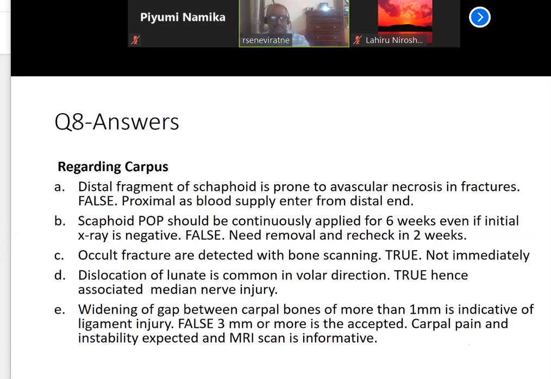Bone scanning will take about 10 days or 2 weeks, until the body reaction comes. You know, the bones depend on increased blood flow in that area. So it takes a week or two to develop. Till then, it will not be positive. If you do bone scanning immediately or 2-3 days after injury, it may not be useful. So a gap of 3 millimeters or more between carpal bones, you accept as a ligamental injury. That is breaking of ligaments connecting carpal bones.